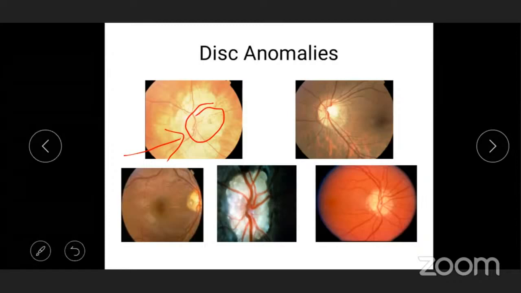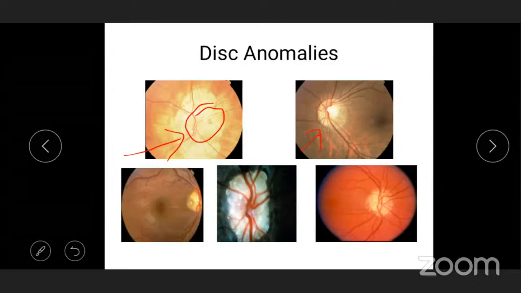Also, we have said the disc margin. See, it's like a tilted disc, and you can see a part of the disc is maldeveloped. So if you track the disc margin, which was the first point I taught you, then you know this is not a normal disc. So you look for a congenital anomaly or think of a congenital anomaly.